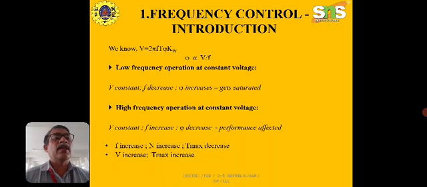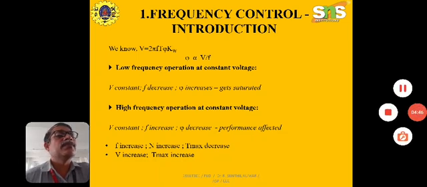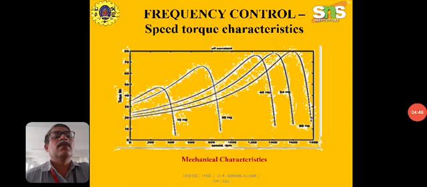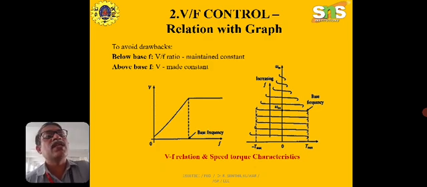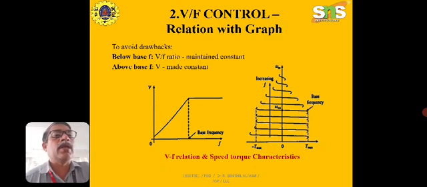Therefore, we can use the V by F technique, the voltage and frequency technique, in order to vary the speed. See here the graph for varying the frequency alone, which is shown here, and frequency alone again is shown here. When the V by F ratio is maintained, it is called below base speed, and when V is maintained constant, it is above base speed. The base speed may be 1500 rpm for a 4-pole induction motor.